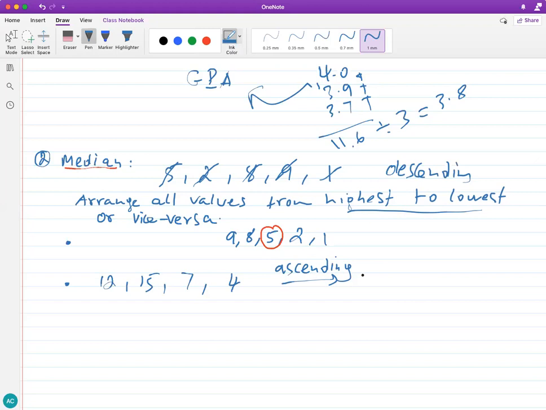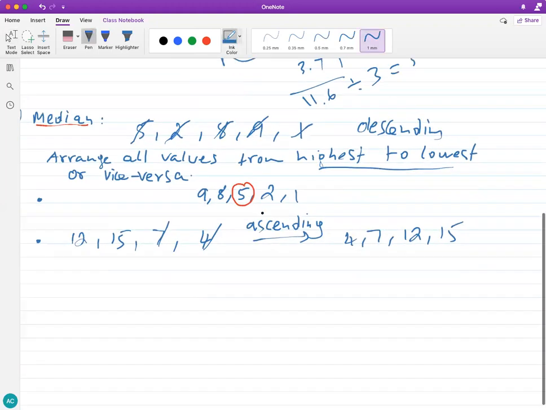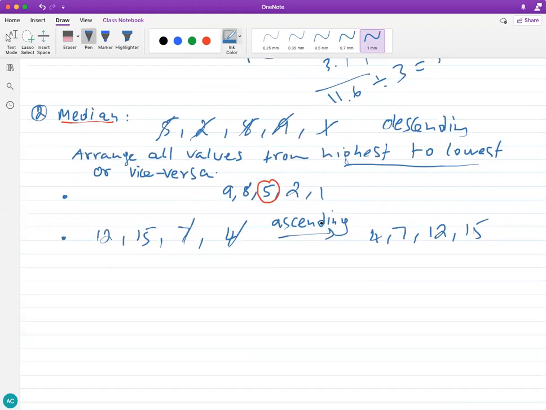Descending as opposed to ascending order. So if we ascend, if we go up, we can start from 4, then of course 7, 12, and 15. But what's the middle value here? What's the median? Do we see one? I see 12. Is 12 in the middle?